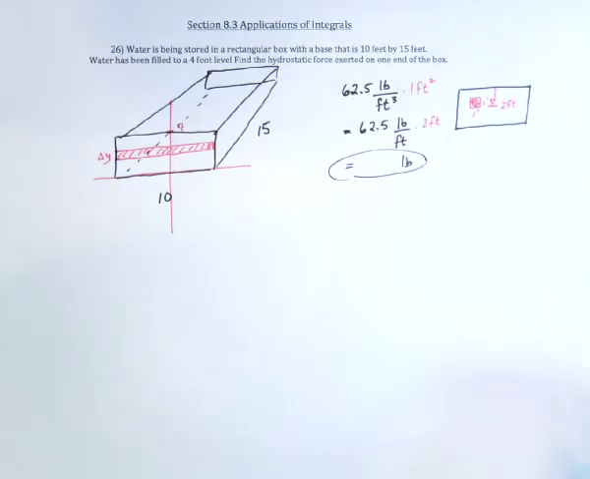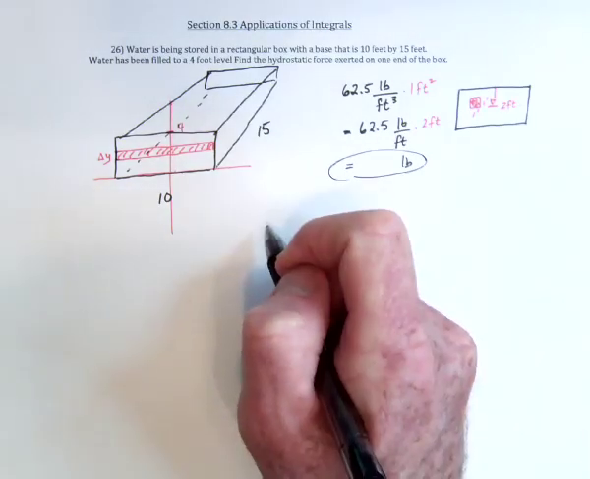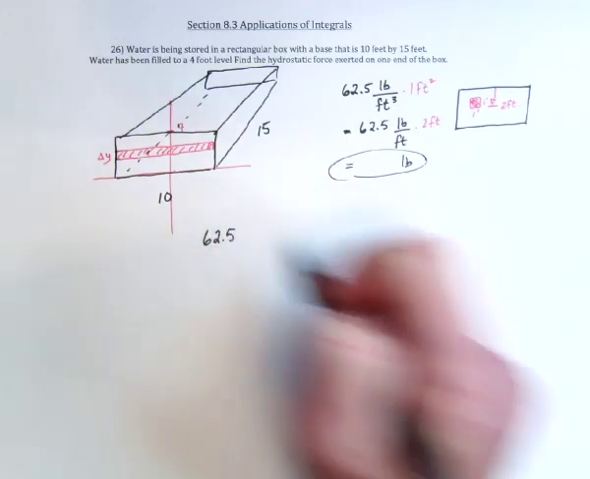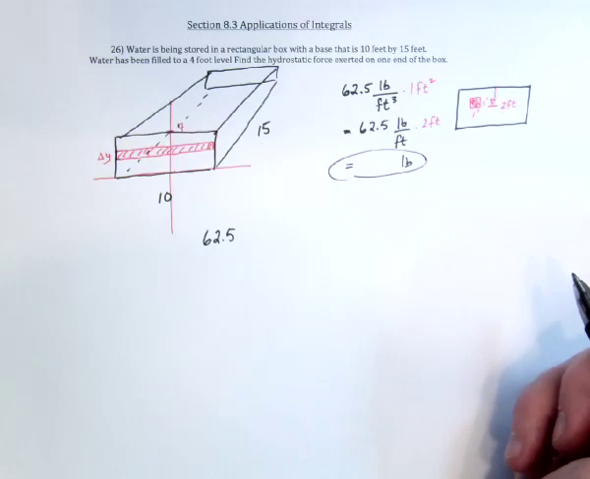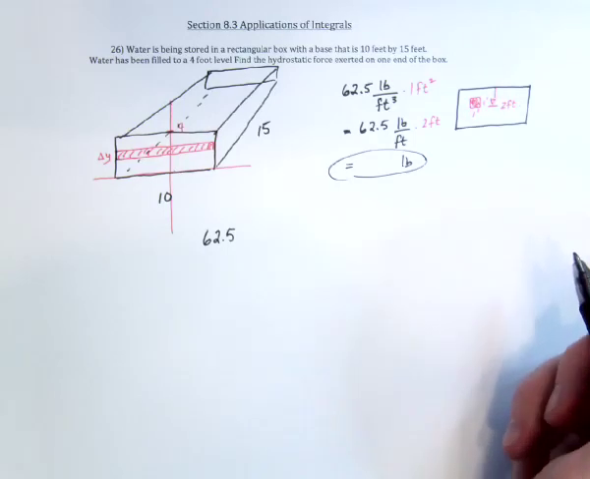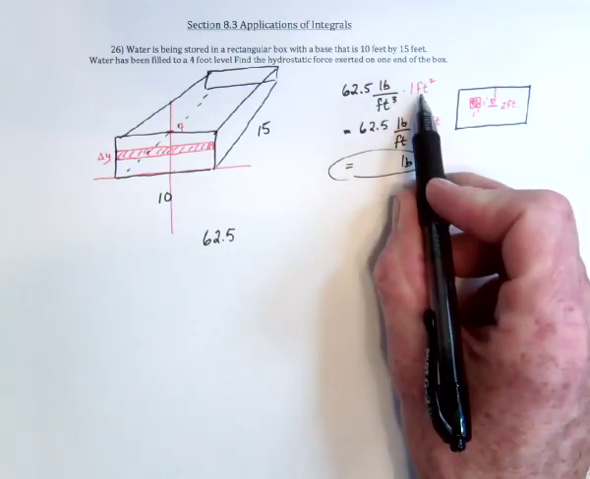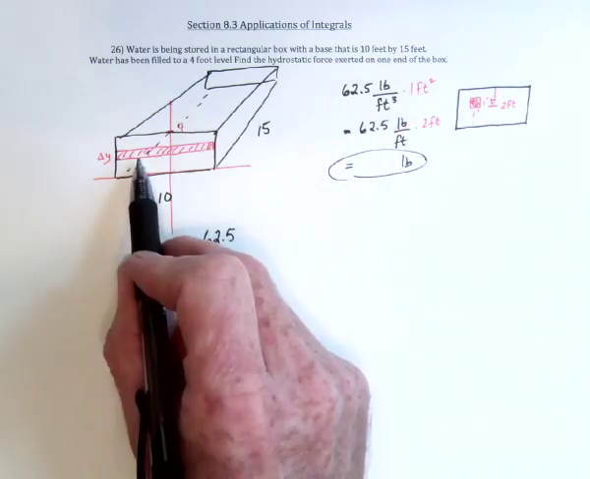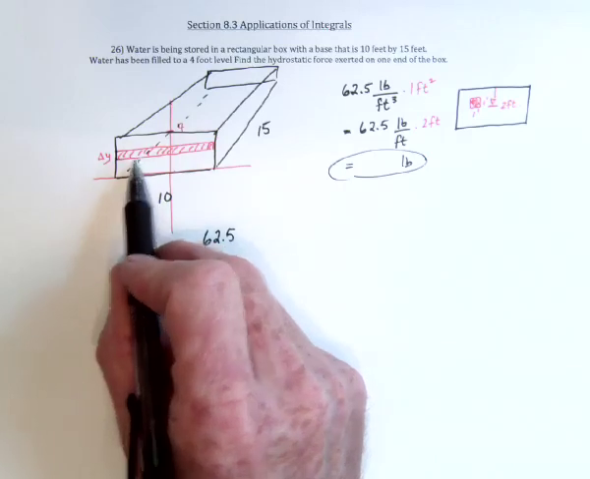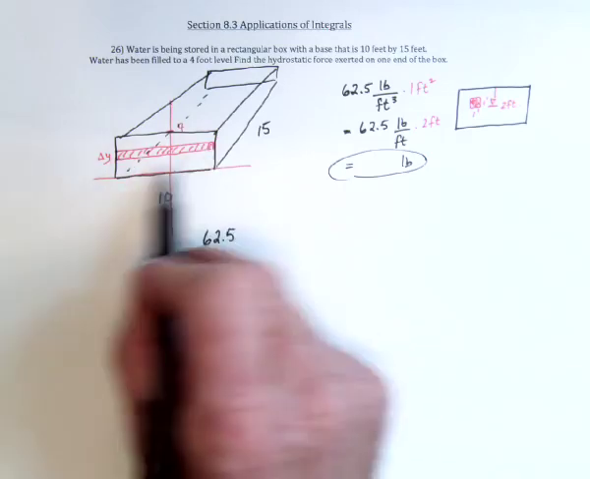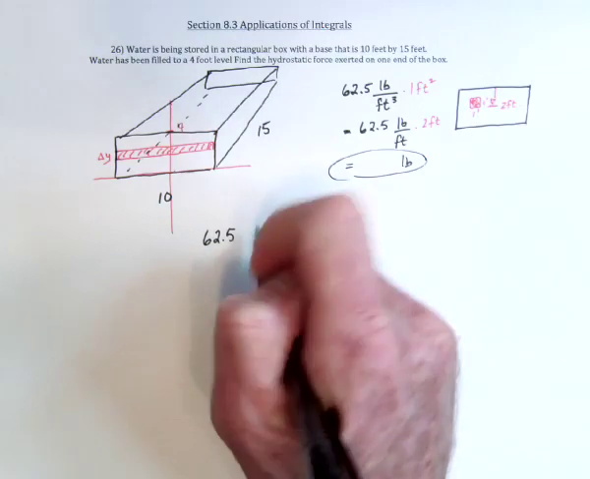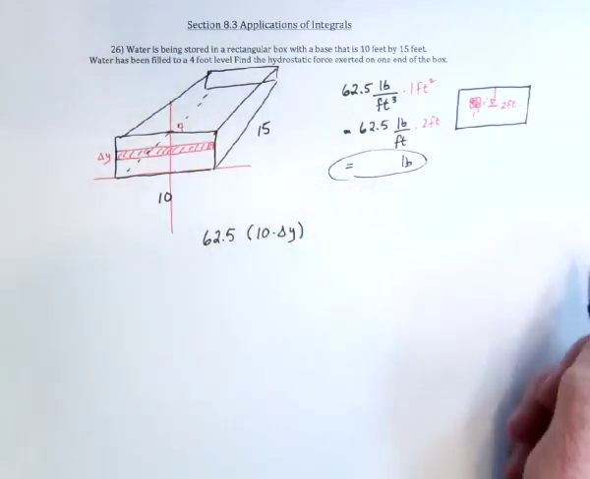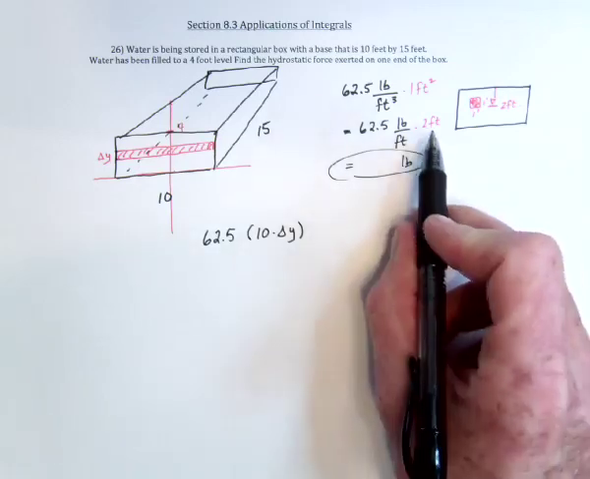So let's see, we would have 62.5 pounds per cubic foot. And then we need to multiply that by the area, which is no longer just a little square, but it's a rectangle. So the area of this rectangle is just its length, which is 10, and its width, which is delta y. There's that part. And then there's this part.